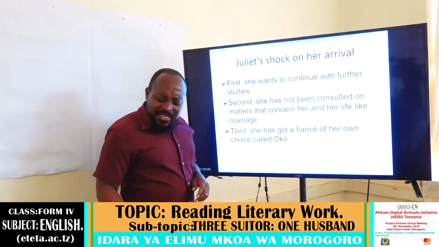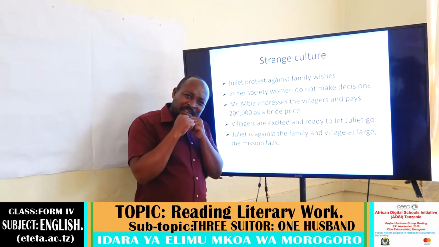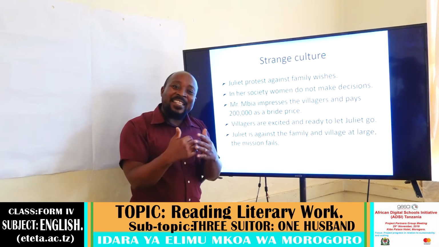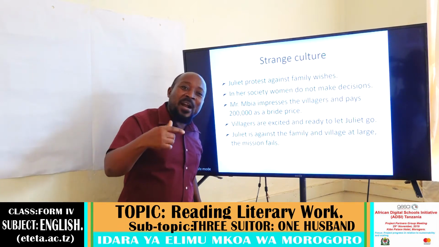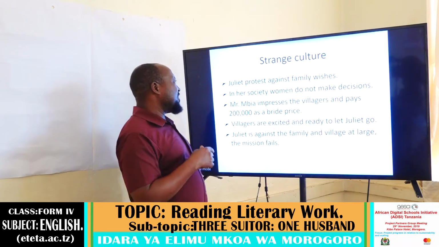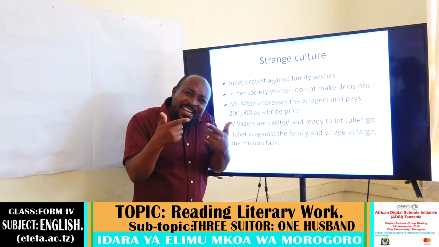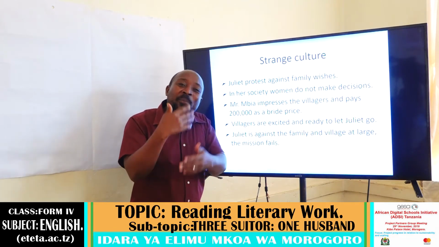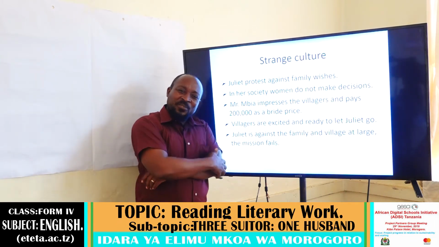Yes, but then there is a shock in the village too. Juliet is in confusion because of the information she's given. The villagers, her society, her community, her family are also in confusion because she has come back from school with a strange tradition. You know what? In Mvutesi village, in a typical African village, there is no way a girl can protest against the family. But Juliet is protesting against the family. That's very strange.